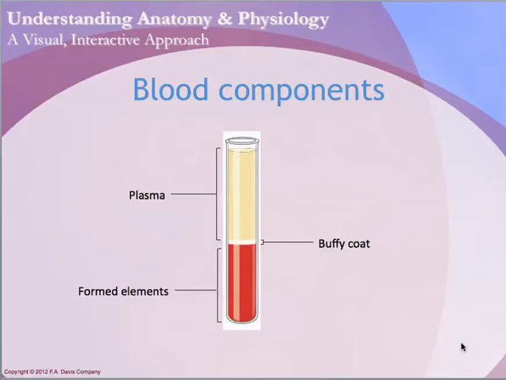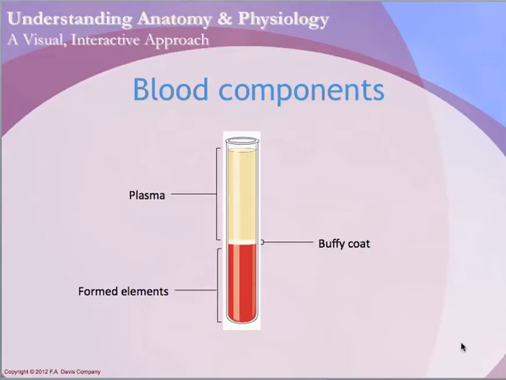The formed elements are erythrocytes, which are our red blood cells, or RBCs, leukocytes, which are our white blood cells, or WBCs, and platelets. They make up about 45% of blood. The RBCs are the heaviest of the formed elements, so they sink to the bottom of the sample when it's spun in the centrifuge. And when we measure something called a hematocrit, we're actually measuring the percentage of red blood cells in a sample of blood. You'll hear hematocrit for a long time, so that's something that you definitely want to know.